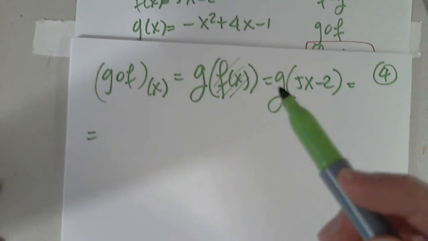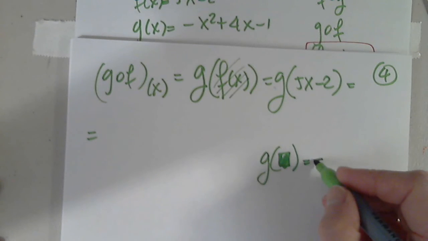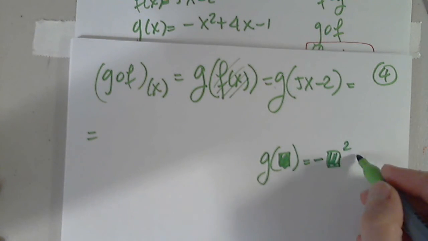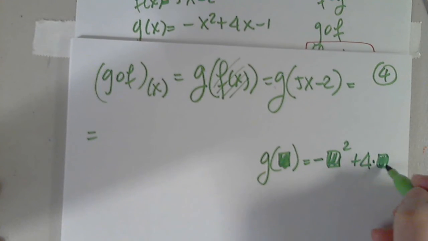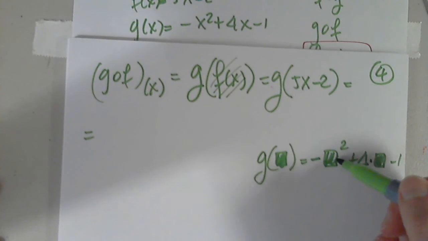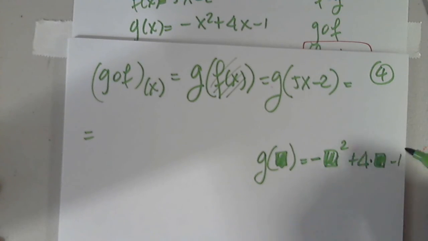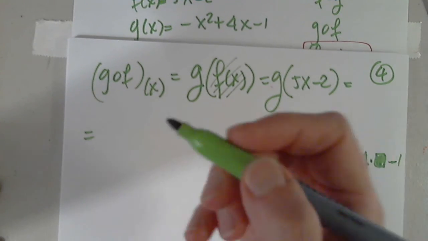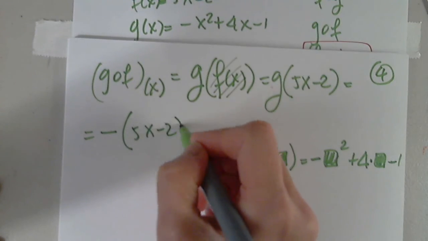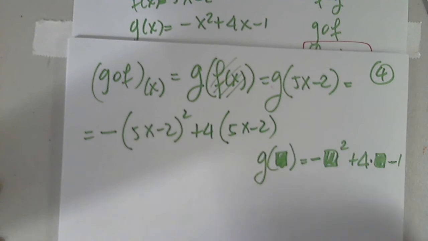Now I'm looking at g. What does g say? This is what g says. g of whatever equals negative whatever squared plus 4 times whatever minus 1. So everywhere I see this box, I'm going to replace it by 5x minus 2, and this is how we know how to read. We discussed that, how to read a function. So negative outside, 5x minus 2 in parentheses squared plus 4 in parentheses, 5x minus 2, and then minus 1. I cannot leave it like this. I have to continue and simplify it fully.